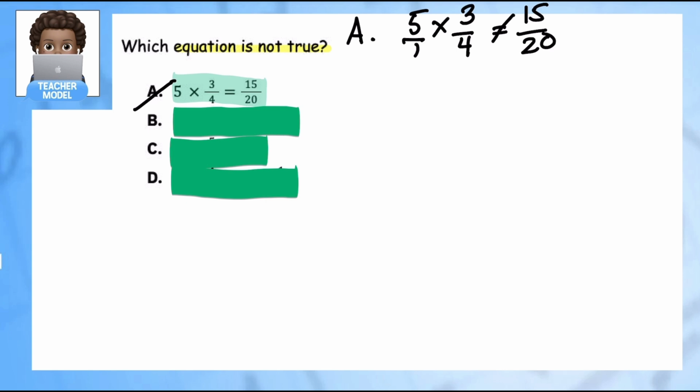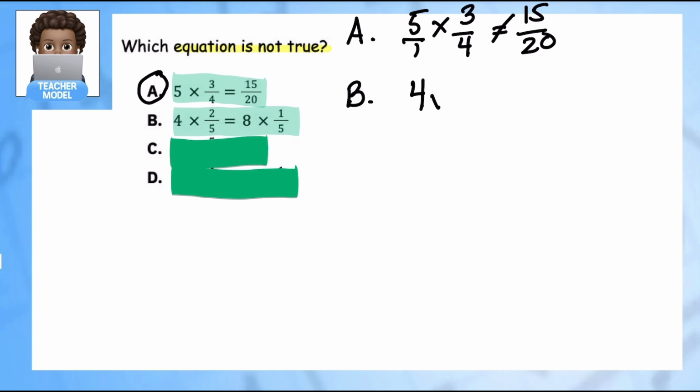So, we're looking for the one that's not true. So we know A is the one that is not true. Let's look at the other ones and see why they actually are true. And we'll verify. And hopefully this will help us see some of the patterns again, because I know there was a lot to process before.